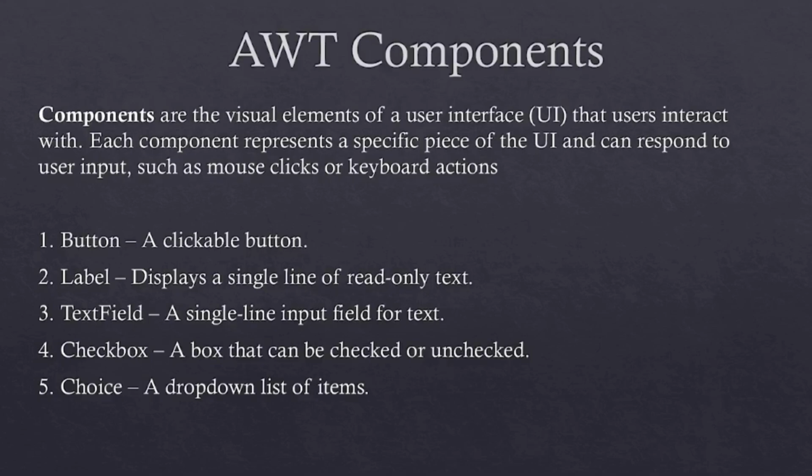The components are the visual elements of the user interface that users interact with. So each component will represent a specific piece of the UI and can respond to user input like mouse clicks or keyboard actions. So components are actual visual elements which you see on a GUI or on an application. So the below are a few examples of commonly used components. So you have examples of a button, a label, text field, checkbox, and choice. So these are some of the most commonly used components. Now we will be looking at checkbox and choice in more depth.